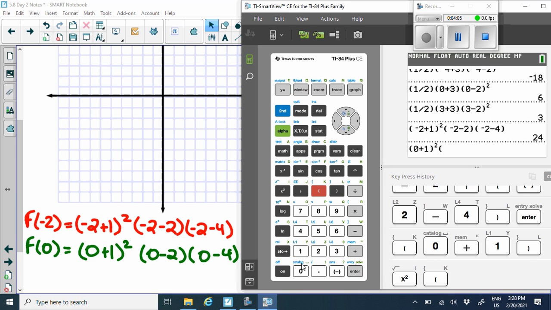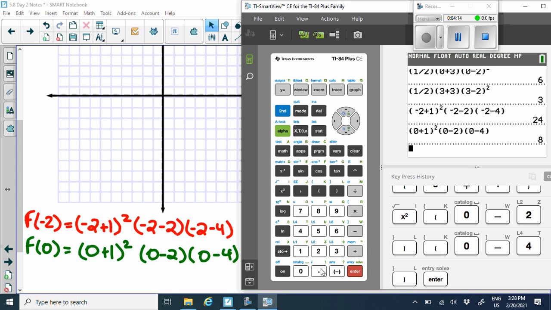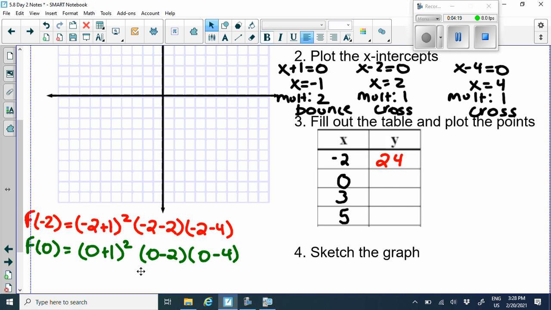And then 0 minus 2. Make sure to notice that for each factor, I am using parentheses. I get a positive 8. Okay, let's put that into our XY table.